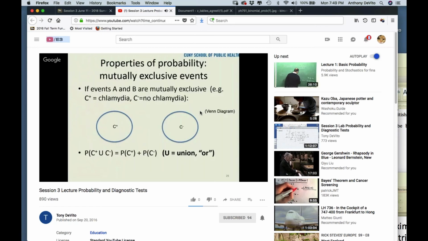But if they're not mutually exclusive, for instance, if one is chlamydia and the other is heart disease, you could have people that have chlamydia and heart disease. Let me explain a little bit more. The probability of the union of these two events, either having chlamydia or not having chlamydia, is just the sum of those two. If they were not mutually exclusive, there would be overlap here, and that probability would be less than what we write here because of that overlap.